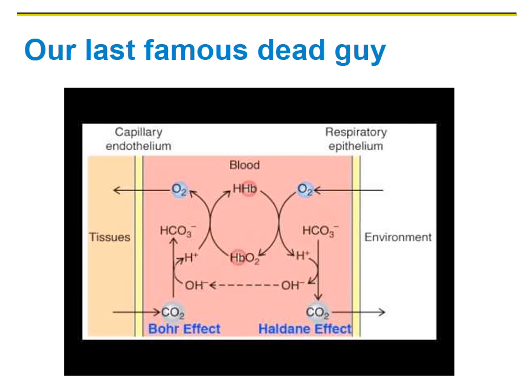So, this diagram illustrates our last famous dead guy. That would be Bohr. The pH effect on affinity is useful. When hemoglobin is in a more neutral environment, its affinity for O2 is big, so they bind. This allows for oxygen loading in the alveolus.